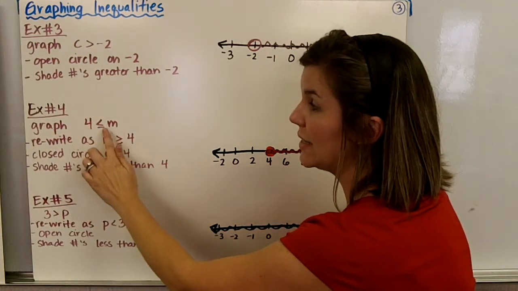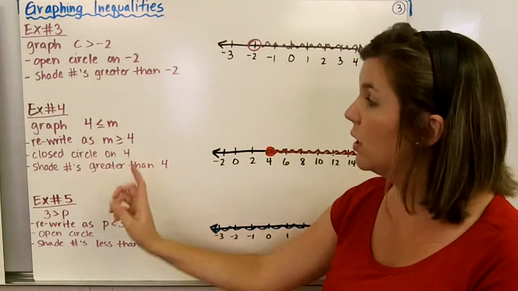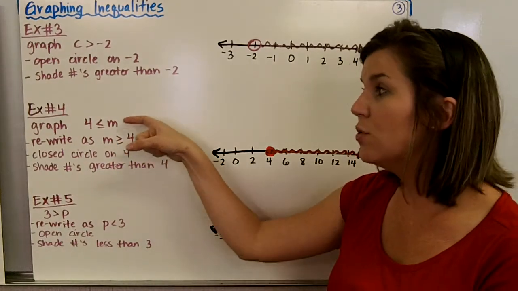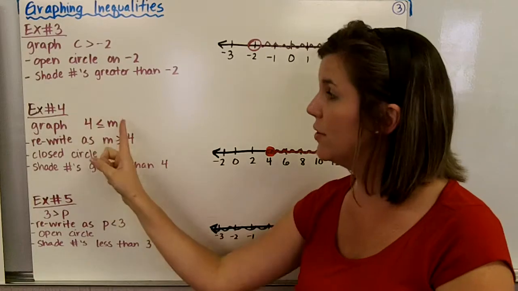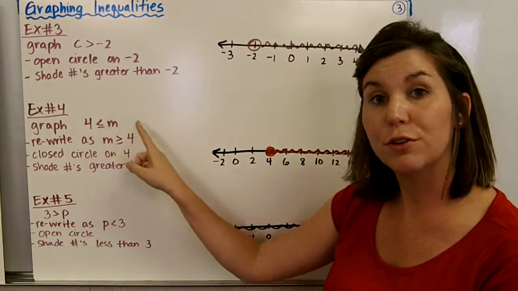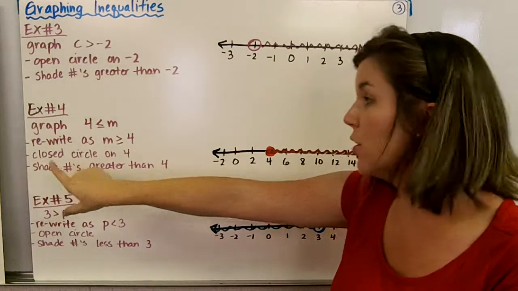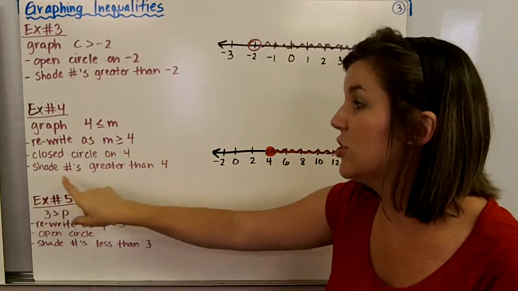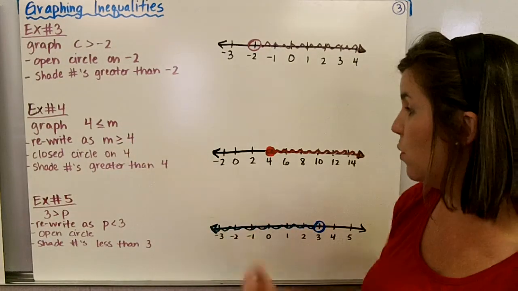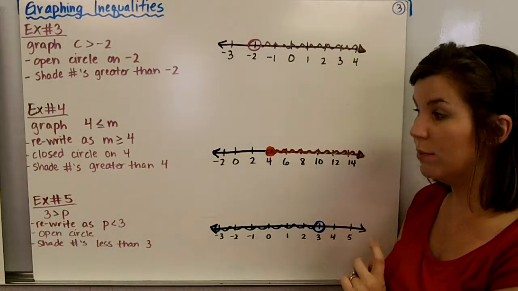Example number 4. Graph 4 is less than or equal to m. Now, usually we see the variable on the left side of the inequality, so you're going to want to rewrite it as m greater than or equal to 4. Now, these two are exactly the same. Notice that the open mouth is going to the m, and when you flip it around, the open mouth is still going to the m. So that's how you know you've done it correctly when you rewrite it. This equal to bar means I'm going to have a closed circle on 4. I'm going to shade numbers greater than 4 because it says m is greater than or equal to 4. Draw your number line. Here's 4, and shade everything greater than 4.